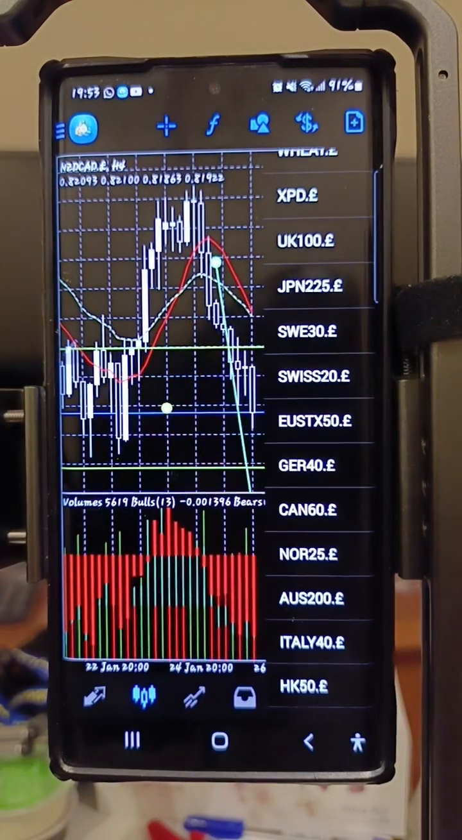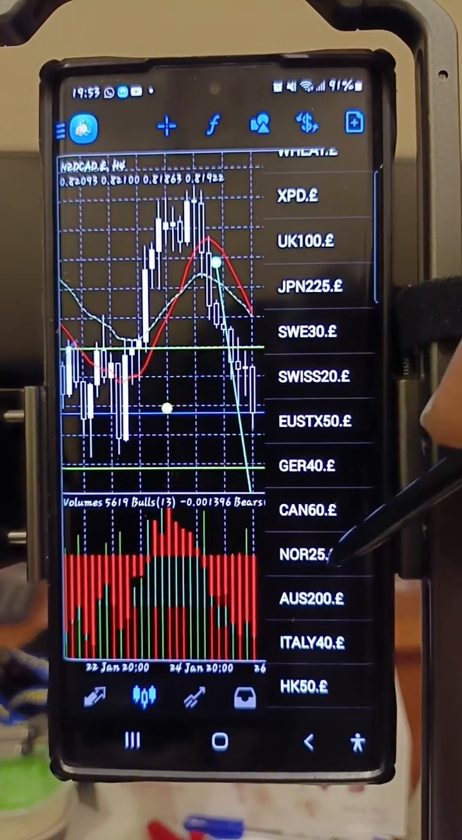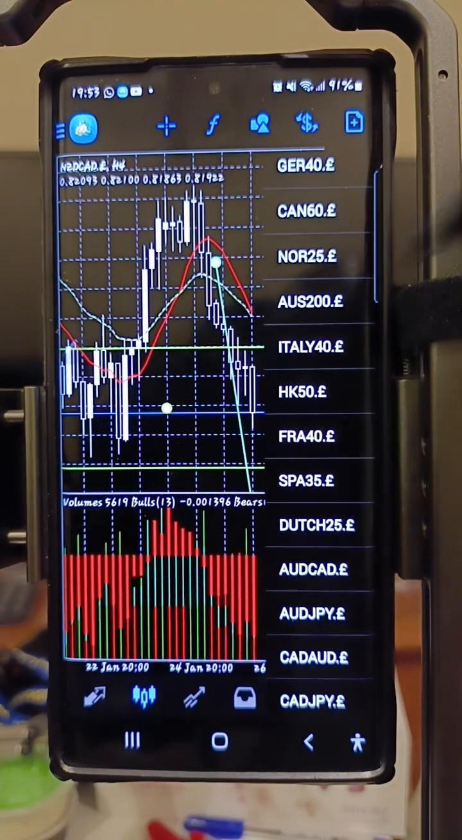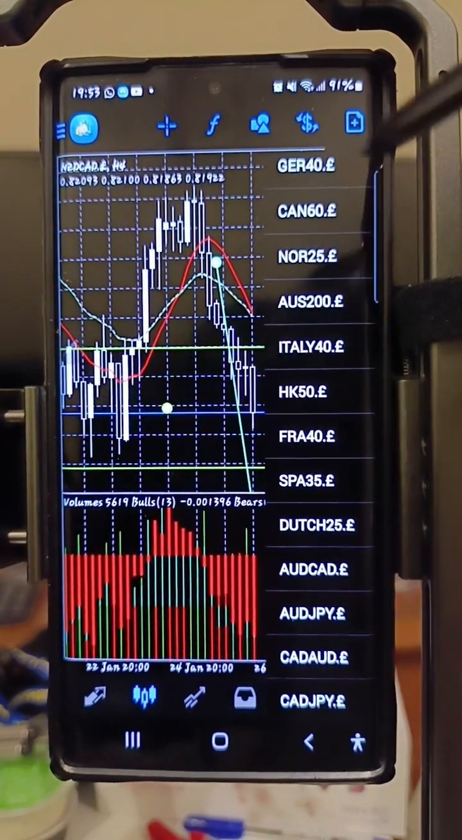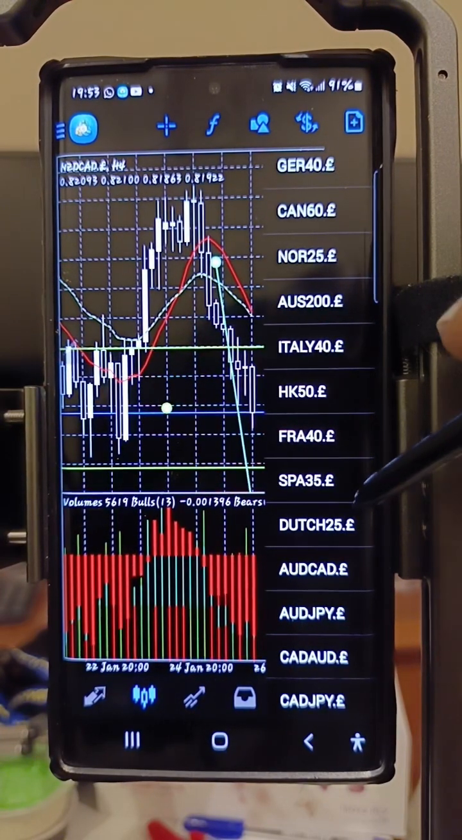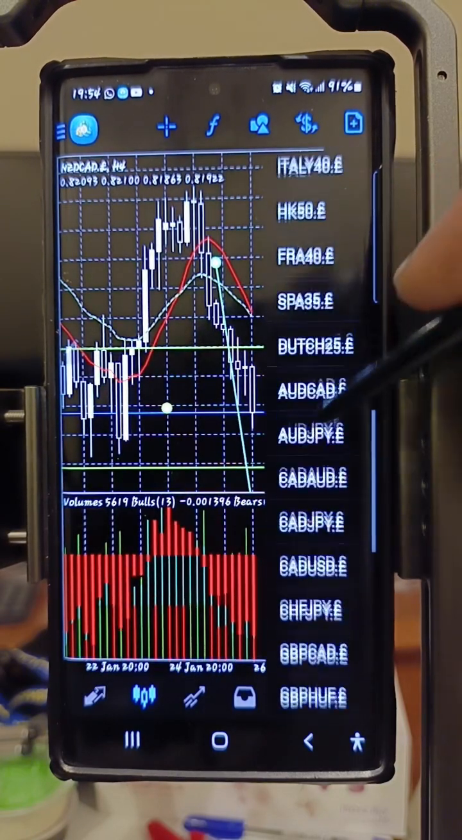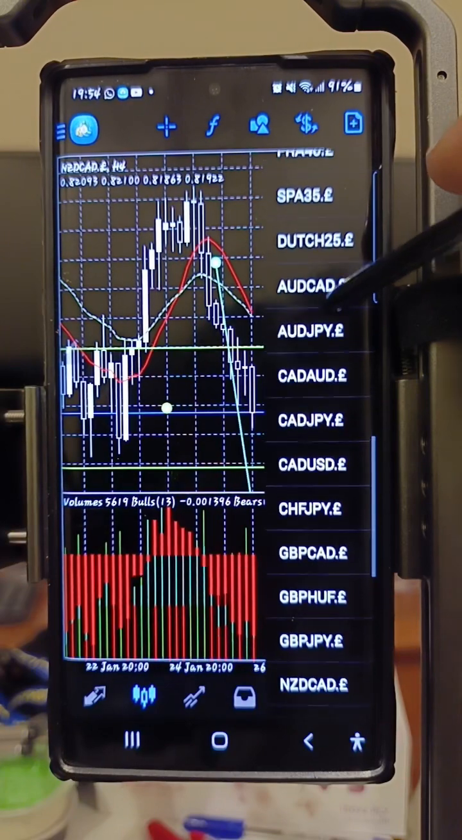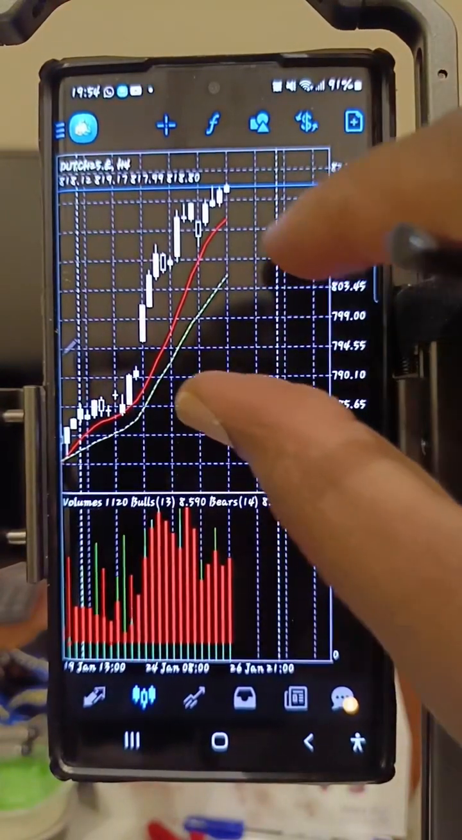Is it Azul? Azul, A-Z, Azul the King. Right, choose an instrument for me. Let's take an instrument. You choose an instrument and we go and break it down together. Choose an instrument that you want me to look at. Right, Dutch 25, okay. Right, so that's Europe, okay?